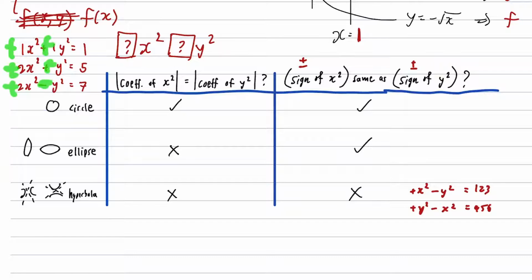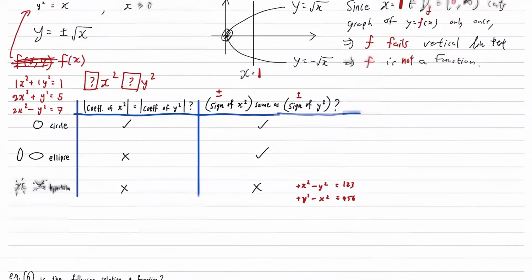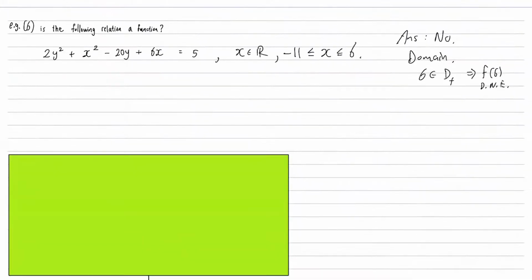Plus minus means it's different. Okay. So here, tick means same, cross means different. Then using this table, you will be able to deduce whether an equation is a circle, ellipse, or hyperbola. Okay, moving on. So now let's take a look at this relation.